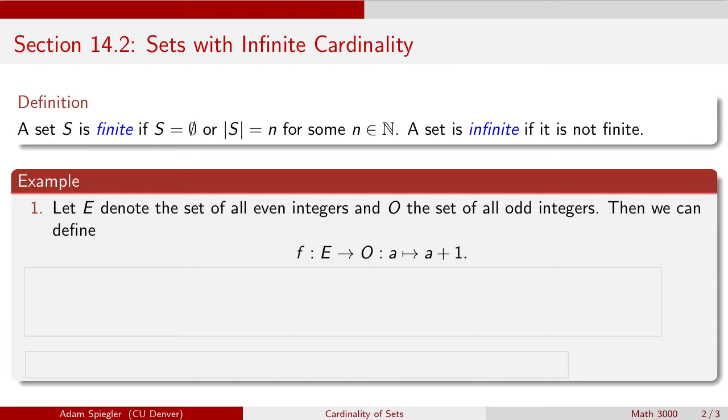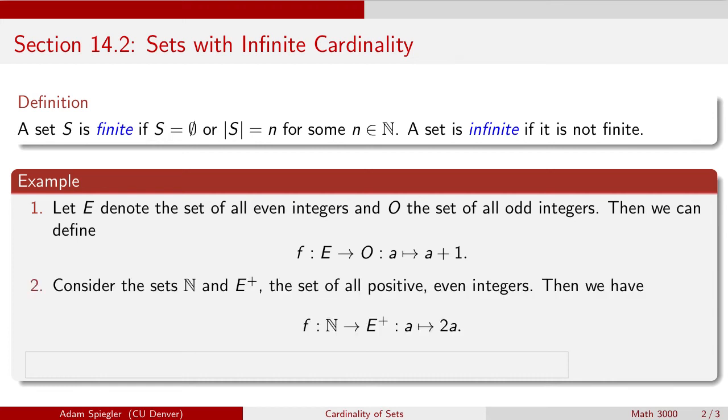So this definition of two sets have equal cardinality if there is a bijection from one into the other still holds even when we have infinite sets. So here we could say the set of even integers and the set of odd integers have the same cardinality.